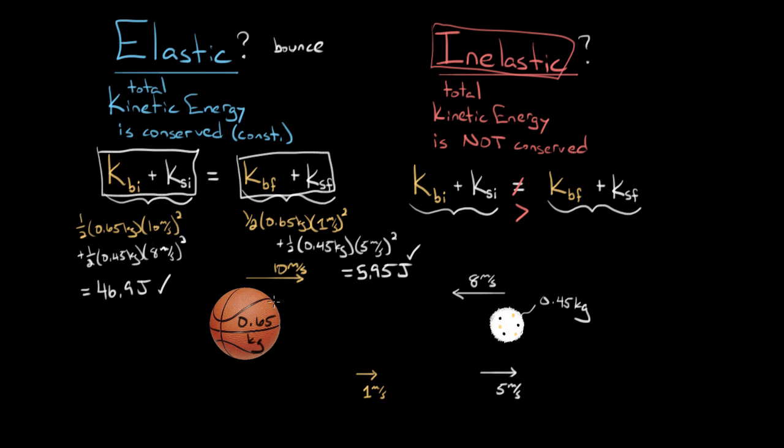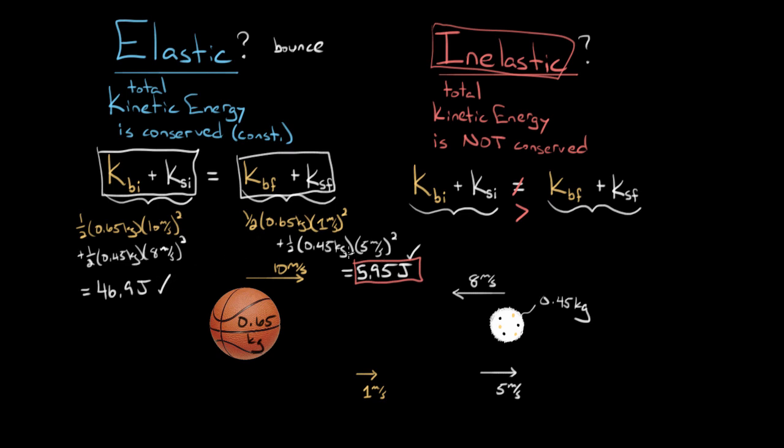You could just say, hey, the basketball started with 10 meters per second. It ends with 1 meter per second. It's definitely got less kinetic energy than it did before. And this ice cream scoop started with 8 meters per second, and it ends with 5 meters per second. It also ends with less kinetic energy than it did before. So this final kinetic energy has to be smaller than the total initial kinetic energy.